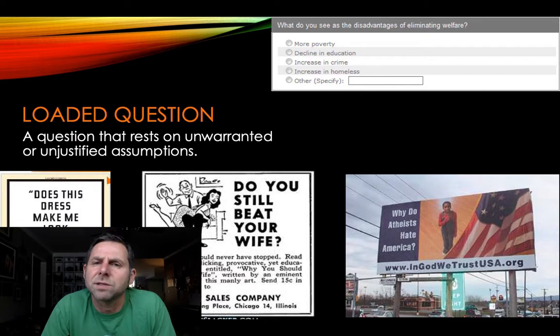Or this, which is, let's say, part of a survey. "What do you see as the disadvantages of eliminating welfare?" And one thing it doesn't have is, well, none.